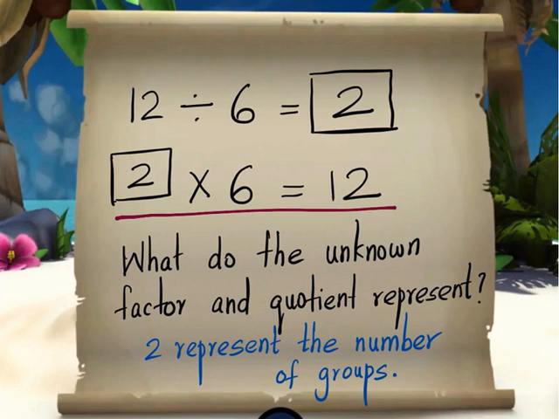What is the unknown factor here? 2 is the unknown factor. That is something that we found, right? 2 is the whole number that we found. So the unknown factor here is 2. And this 2 is also called quotient, right? So this is the total or the dividend. 6 is the divisor. 2 is the quotient.